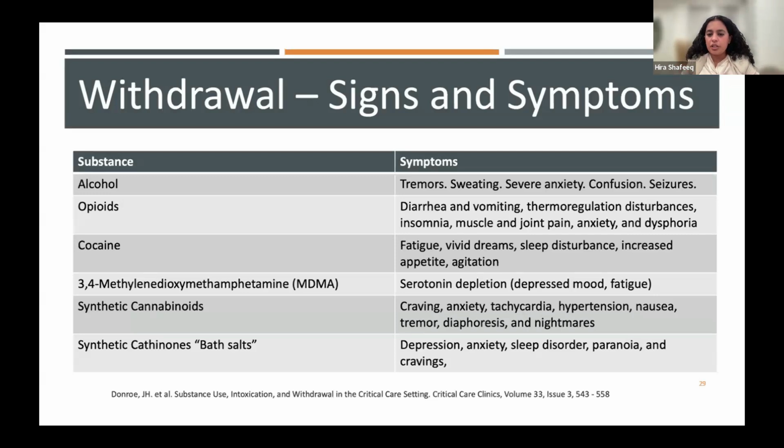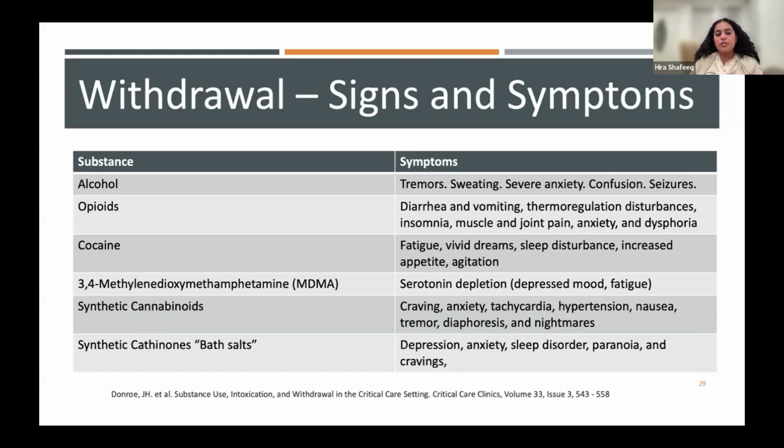MDMA, you will see serotonin depletion, depressed mood, and fatigue. I have the reference listed there for you. They were also talking about how MDMA withdrawal doesn't necessarily have severe symptoms. Same thing with synthetic cannabinoids and synthetic cathinones.